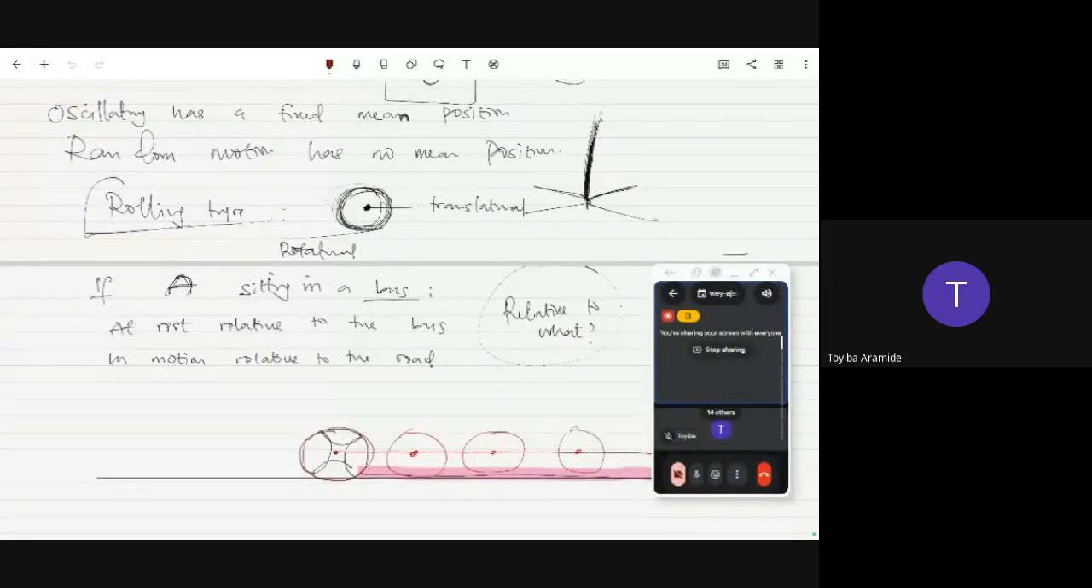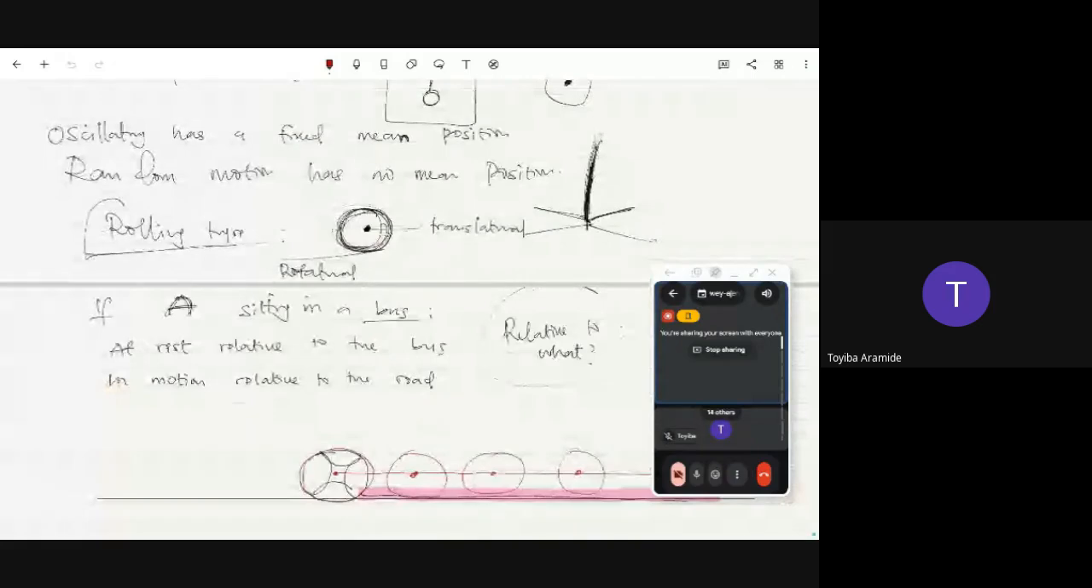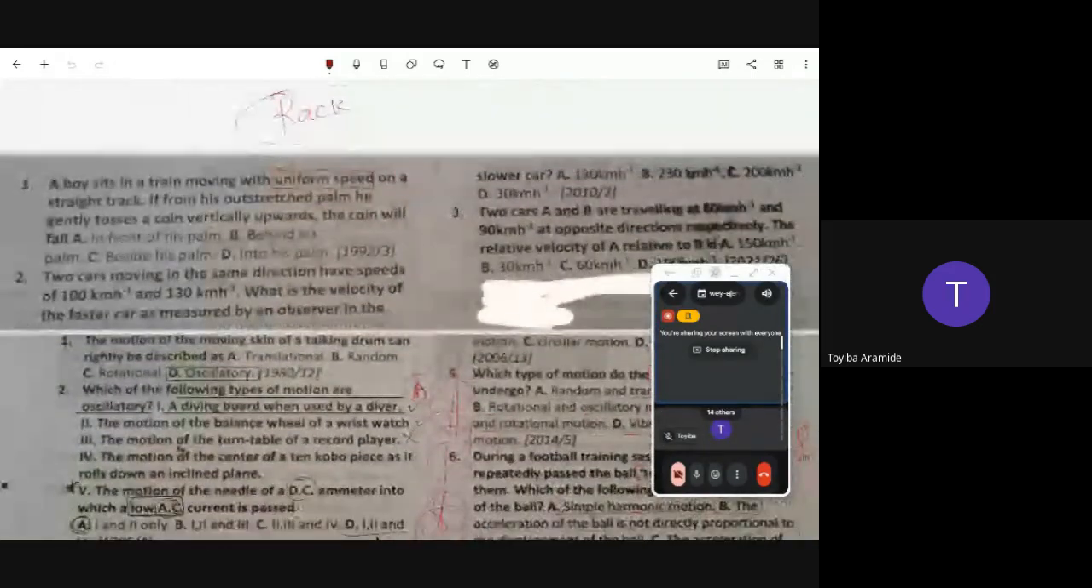If an object A is sitting in a bus, relative to the bus, it is as if it's at rest. At rest relative to the bus, in motion relative to the road. Now, it says, if from his outstretched palm, the boy now moves his hand.